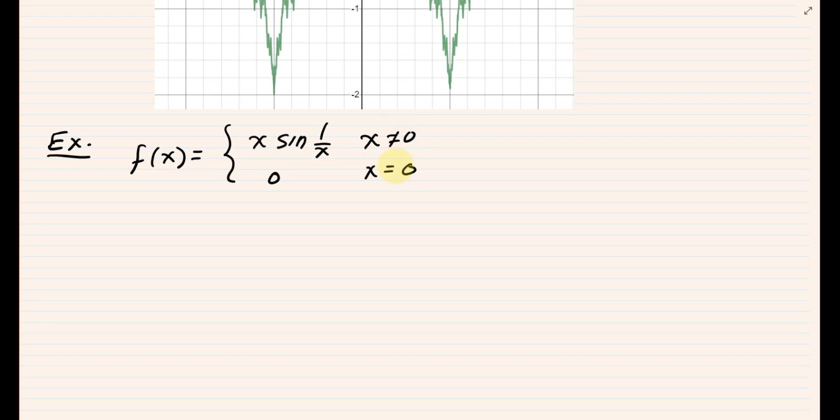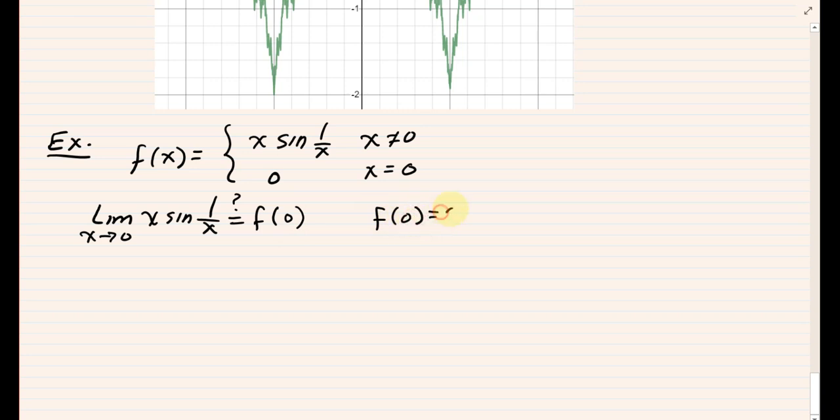Okay, so first let's take a look at the continuity. In order to show continuity, we need to show the limit as x approaches 0 of x sine 1 over x is equal to f at 0. Remember, that's the condition of continuity at a point. Well, f at 0 is 0, right? That's just the way I have defined this function.